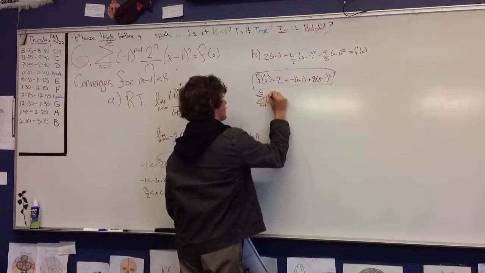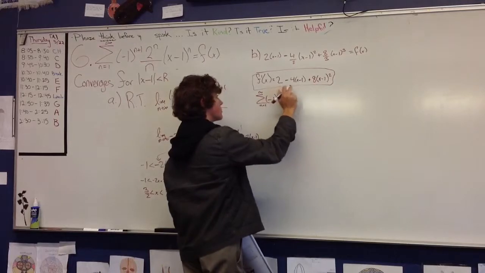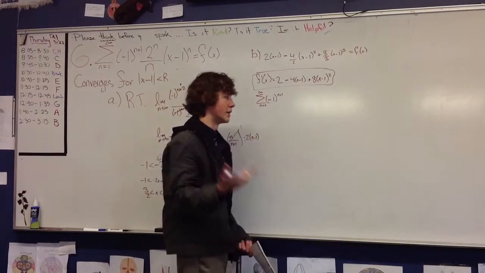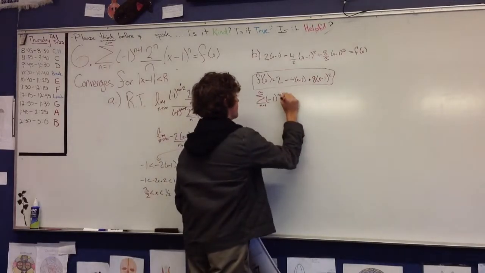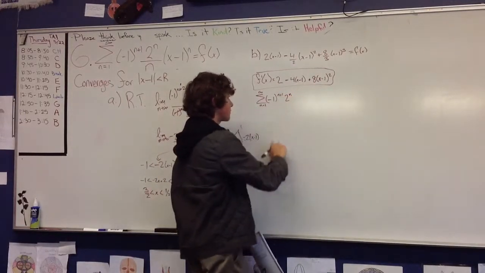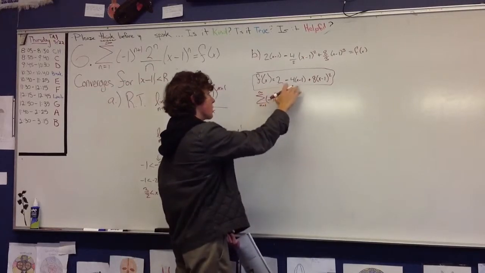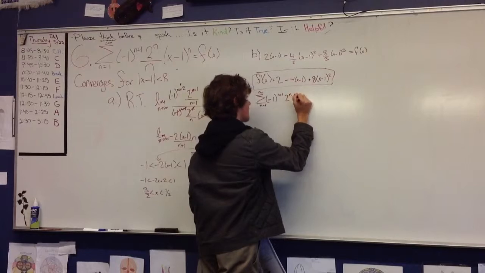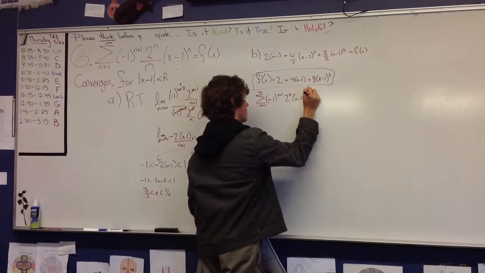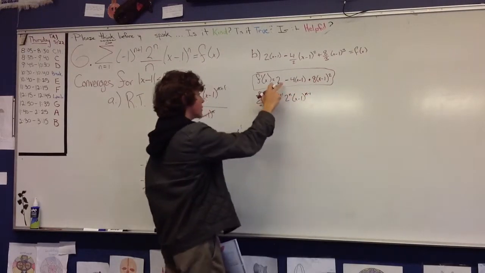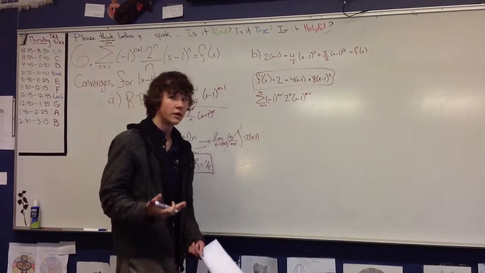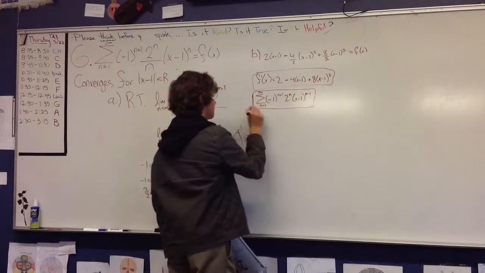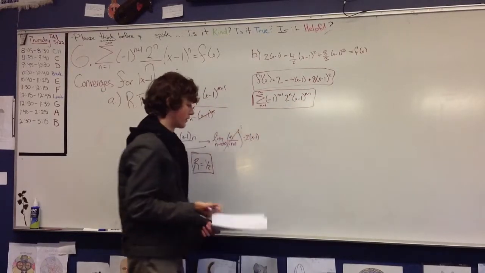negative 1 to the n plus 1, since it still switches at the same side. And that could also be n minus 1 times 2 to the n, because it goes up in the powers, times x minus 1 to the n minus 1, because at n equals 1 we have done, and then it keeps going. So this is the answer, and the end of that part of the question.